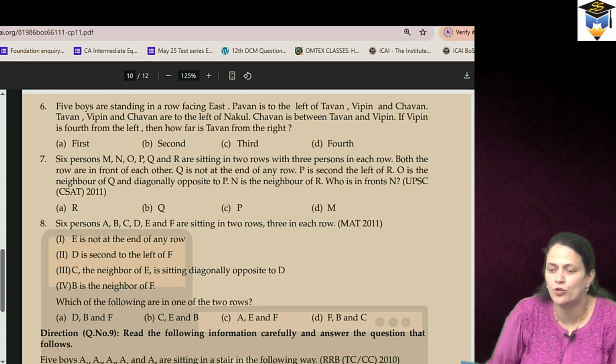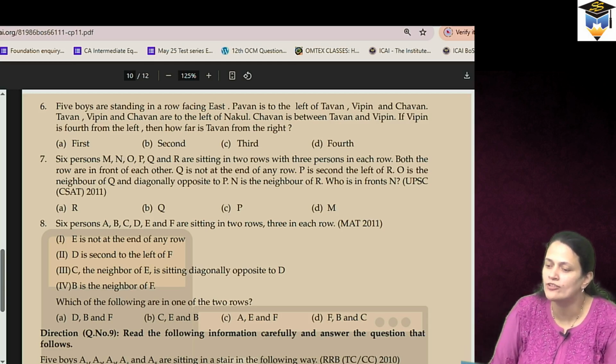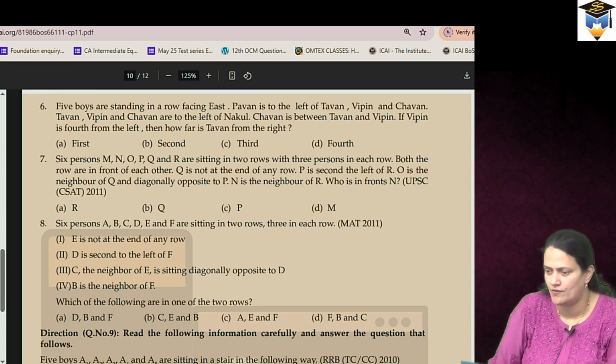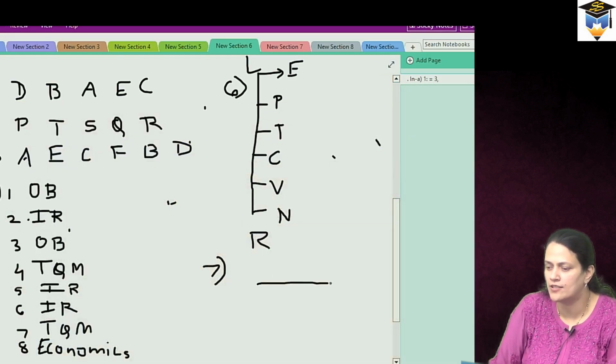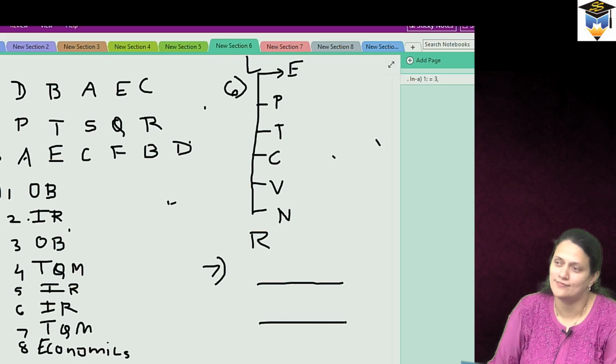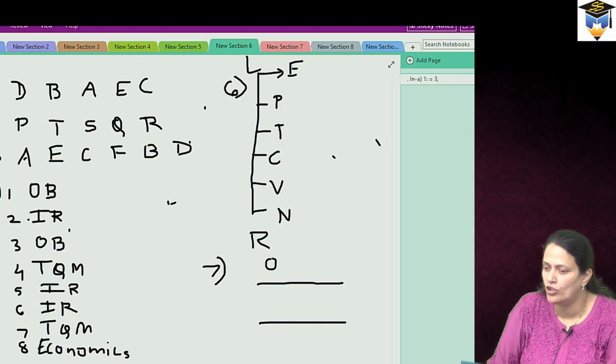6 persons M, N, O, P, Q and R are sitting in 2 rows with 3 persons in each row. So both the rows are in front of each other. Okay. So there are 6 persons sitting in 2 rows. Shweta, can you tell me the answer? This row and this row. These are 2 rows. Okay, who will tell me? Harshavardhan, tell me. You know the answer. O, Q and M.